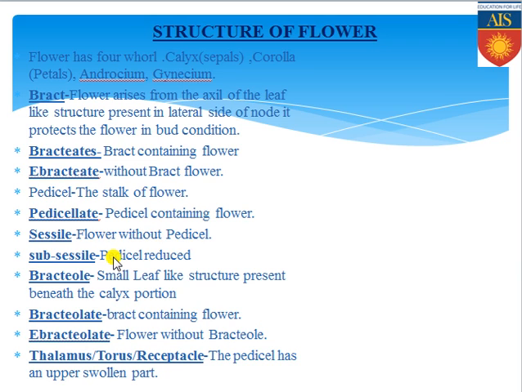And the last point regarding the structure of the flower is the thalamus or receptacle or torus. What is that? If you see any flower, the lower swollen portion where the pedicel is joining is quite swollen, and that is known as thalamus or torus or receptacle. So these are the portions of the flower we can commonly see from outside. Let's see the structure of the flower so that these specific portions I have just told in this slide will become clear.